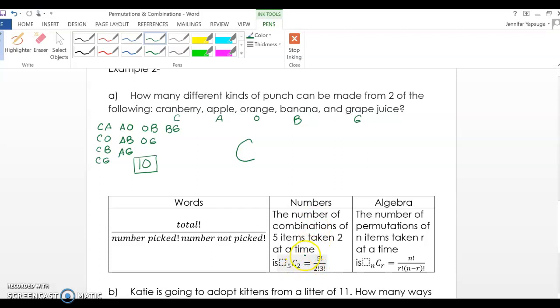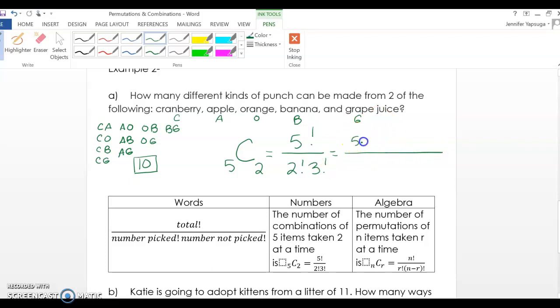So we have a combination. We had 5 different juices that we had a choice of, and we were choosing 2. So to find that combination, you could do 5 factorial divided by 2 factorial, because that's what we chose, and then multiply it by what was not chosen. So 3 of the juices at the time were not chosen. And then we multiply that together.